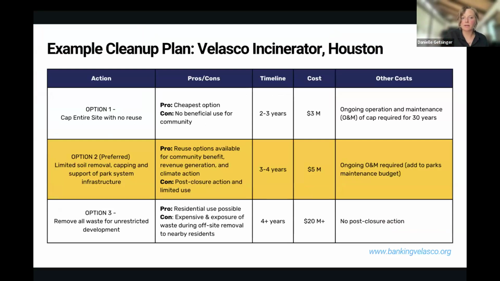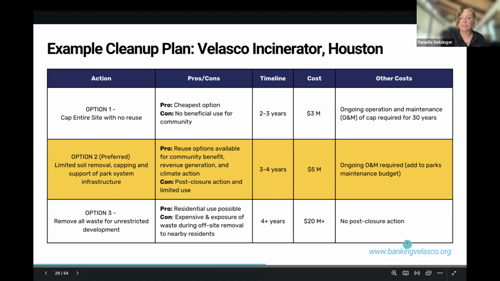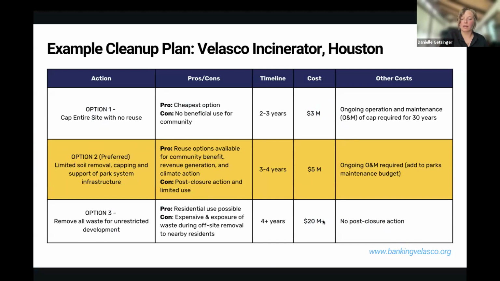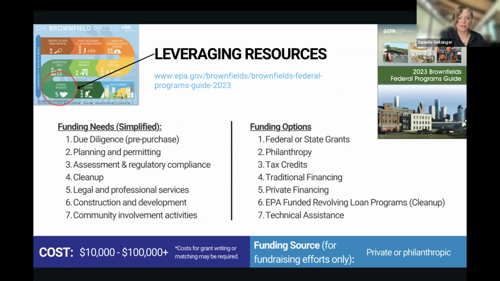Back to the Velasco incinerator, we just happen to have this snapshot of an analysis that we had done, presented at a public meeting. So you can see how we weighed the different options. Option one, let's just cap it, but let's not let anybody use it. But you'd be spending $3 million for no community benefit. We ended up with option two, where we're going to create a park system, with a cap structure. The third option was dig it all up, but that was going to cost $20 million, and it seemed like a lot of money, so we didn't go that way. So you would do something similar to this for your cleanup plan.